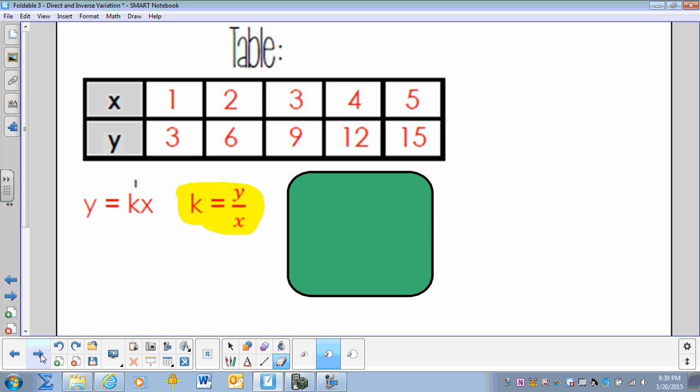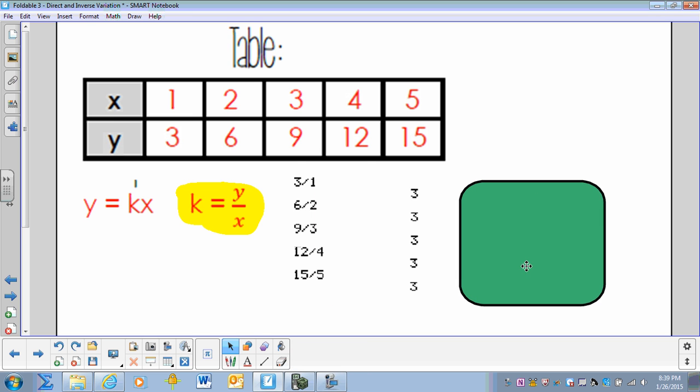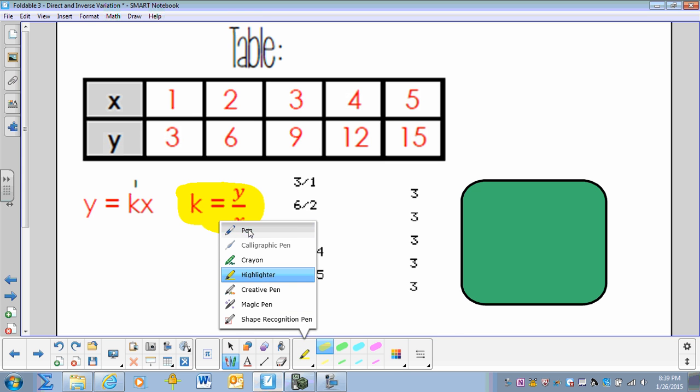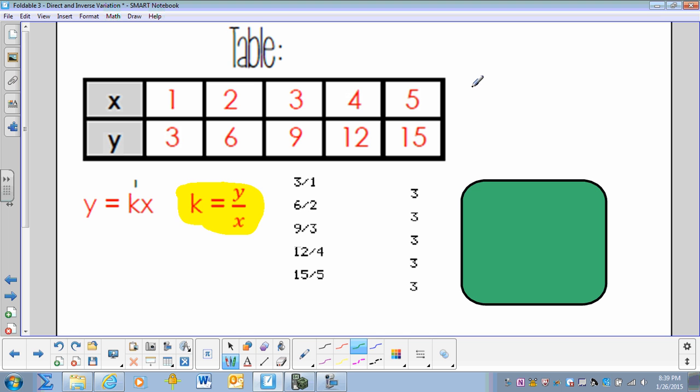In order for this to be a direct variation, we know that y is equal to kx. We also know that k is equal to y divided by x. So I need to have the same value, or a constant value, when I take y divided by x. And in this instance I do. So my constant is 3. So if I were to write an equation, my equation of this direct variation is y is equal to 3x.